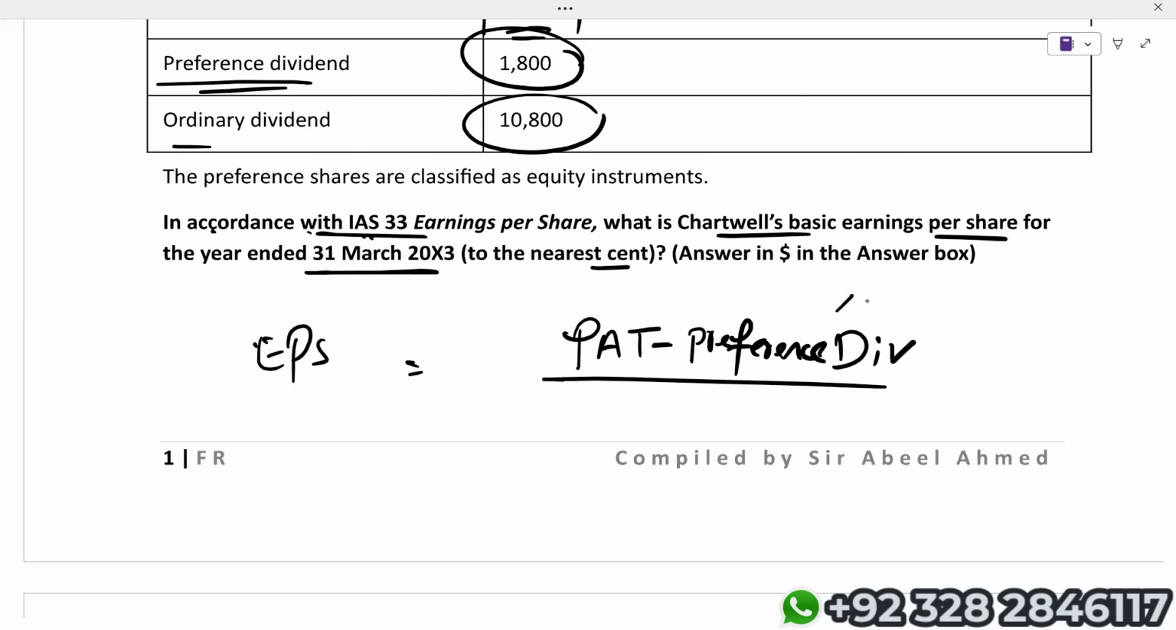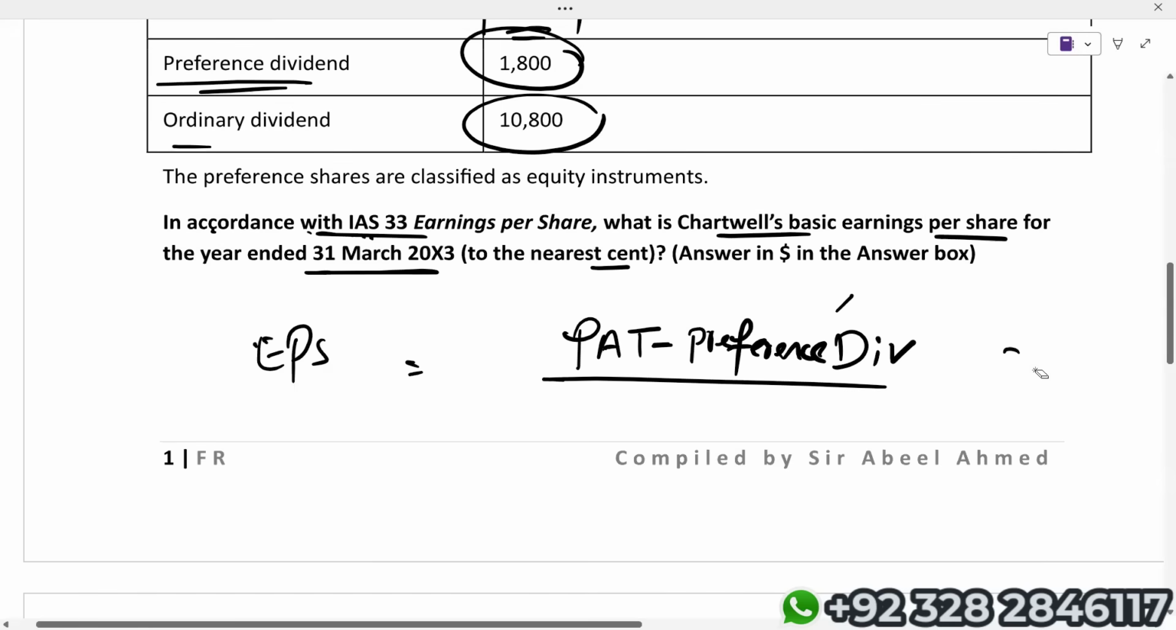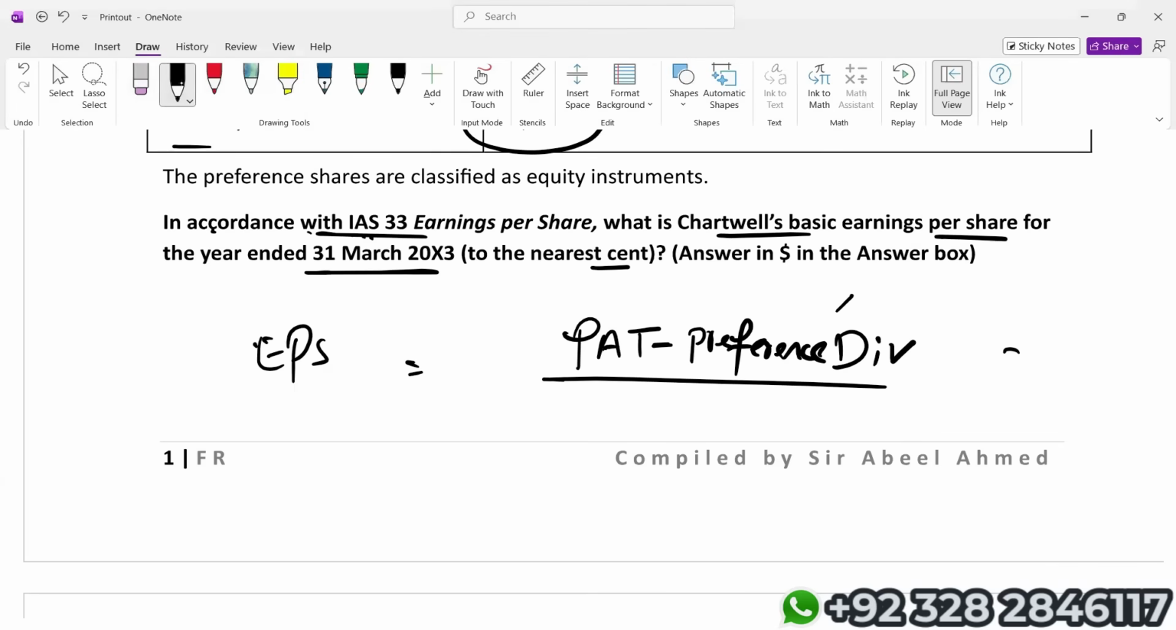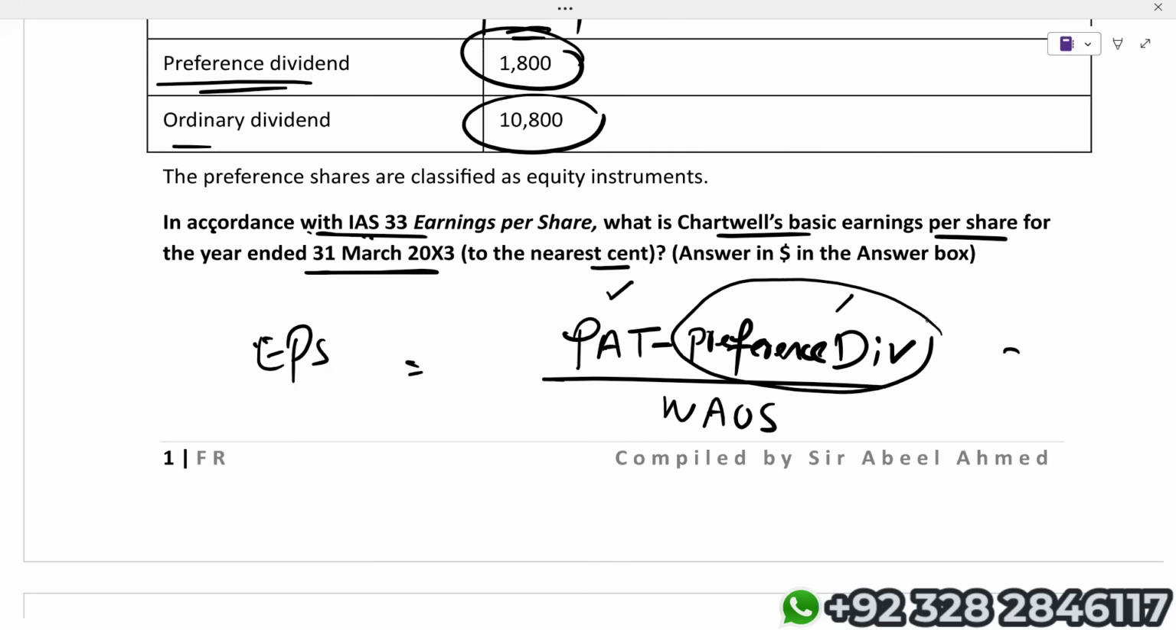Yes, if we are solving a question for the group, then we do deduct NCI as well. But most of the time in FR, you will see profit after tax minus preference dividend divided by weighted average ordinary shares. The main concept is according to the question which we are facing. First, we need profit after tax, and from profit after tax we will deduct preference dividend. We are not supposed to deduct ordinary dividend.